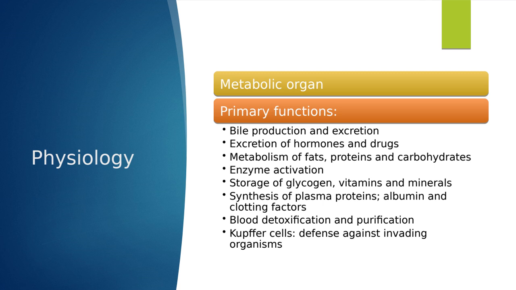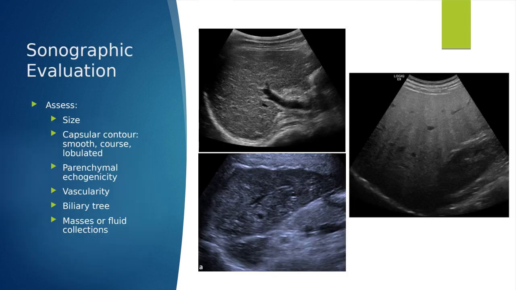So how do we evaluate it, right? All of that said and done, how do we evaluate it? What are we looking for? What are the most important things? You want to be able to assess the size of it, but further than that, you want to be able to make sure that you are evaluating every piece of tissue. So we are looking at all of that parenchyma, evaluating the echogenicity of that parenchyma, the contour of it, right? What does the border look like? What does the tissue look like? Is it smooth, coarse, lobulated?